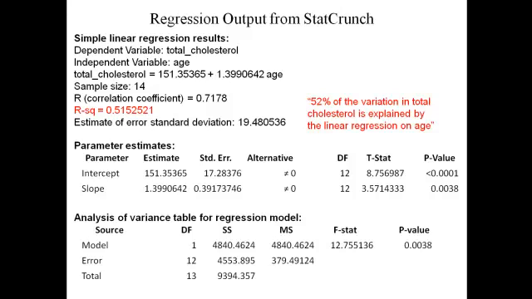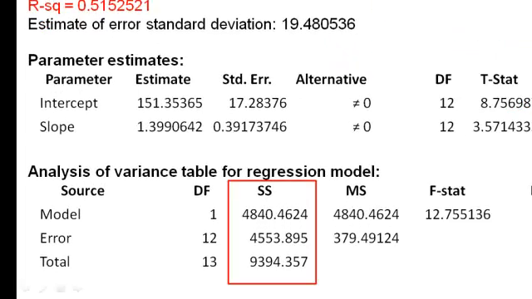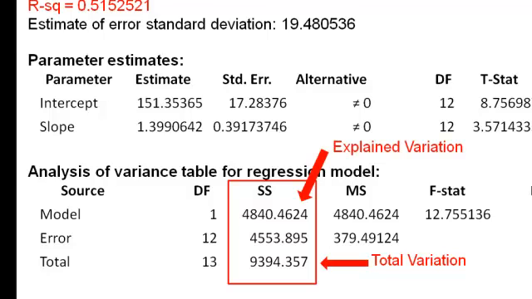Now, we can see how that value is computed by looking in the analysis of variance table at the sums of squares. The total sum of squares is the value of the total variation that we discussed earlier. The model sum of squares, sometimes called the regression sum of squares, is the value of the explained variation. And so, of course, the error sum of squares is the unexplained variation. And you can check for yourself that the model sum of squares plus the error sum of squares is equal to the total sum of squares. In other words, the explained variation plus the unexplained variation equals the total variation.